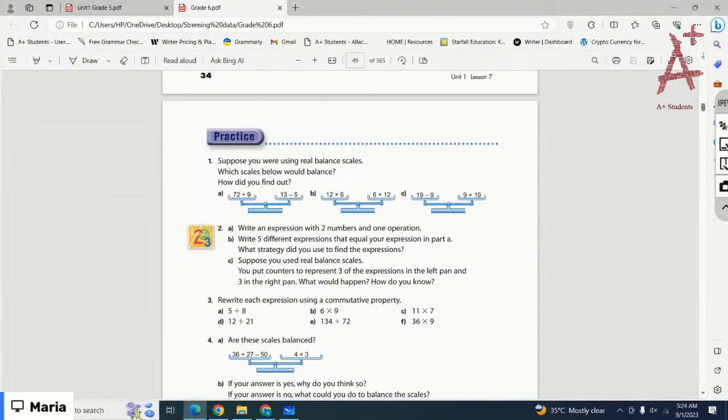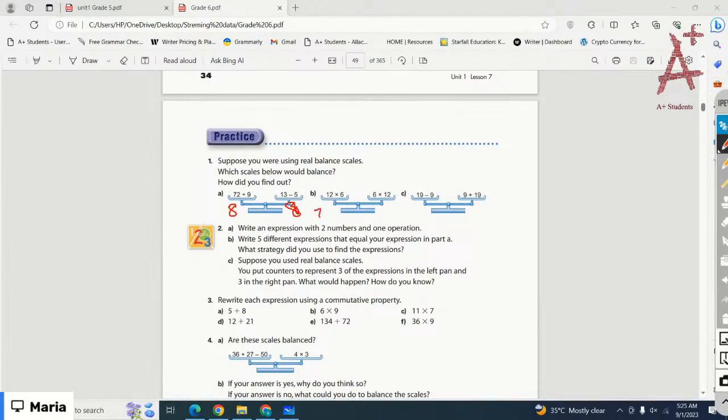Okay, 72 divided by 9. 9 times what number is 72? This one is 72 divided by 9, right? So 9 times 8 is 72. They have answer 8. Then 13 minus 5 is also 8. So both sides have the same answer, right? That means that would be the balance, right?